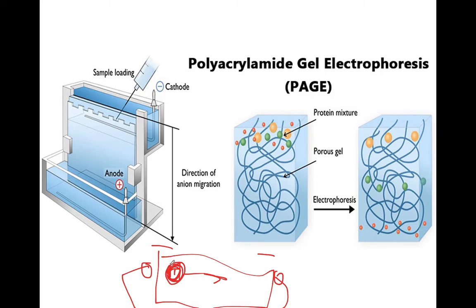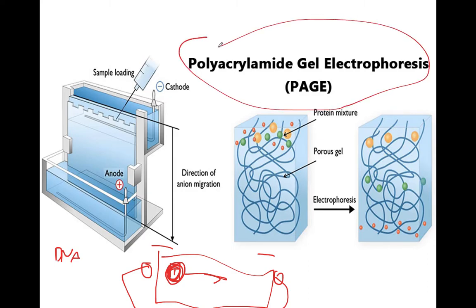Alright, so protein electrophoresis is of course more complex than DNA electrophoresis. Now why? This is important to understand: DNA electrophoresis only depends on the mass. But proteins have different sizes, different shapes, and different charges. That's why it's harder to separate proteins. Usually we use polyacrylamide gel electrophoresis.